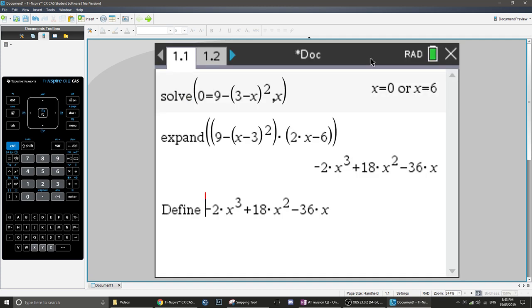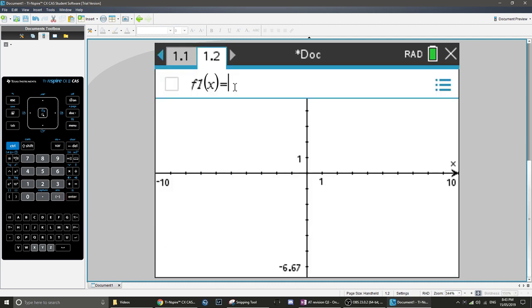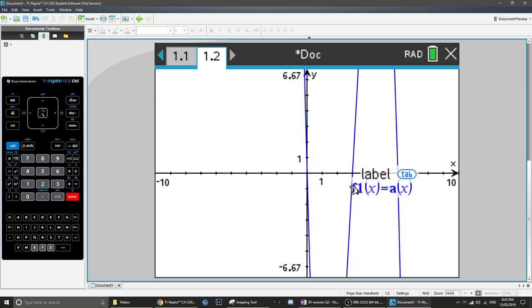Action, define. We're going to just call this a function, or maybe A of x for area, is equal to that. Done. That means we can go to our graph and just type A of x straight in, hit enter, and there we go.